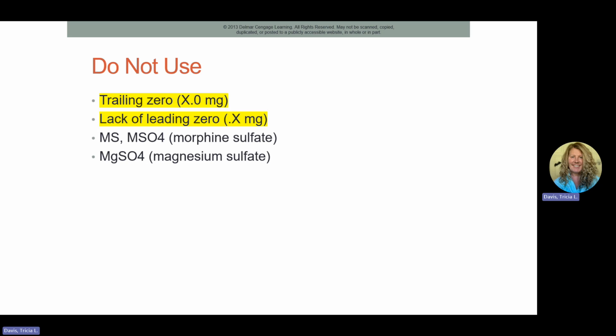Morphine sulfate. So we do not write MS or MSO4 because you can see the comparison here between morphine and magnesium. They look very, very similar when we first look at them. So we try to avoid using those abbreviations because they can be easily looked at as another type of medication.